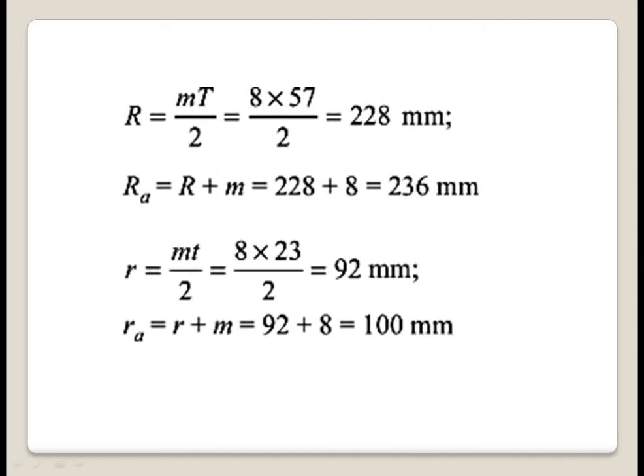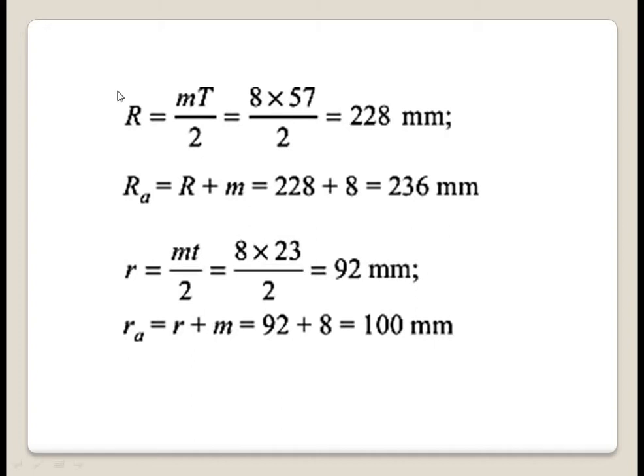First thing, for the arc of contact we must know the path of contact. For the path of contact we have to find capital R, small r, capital RA and small ra. So we will see one by one.